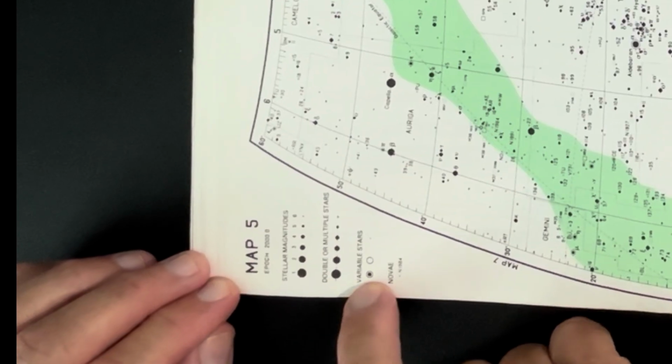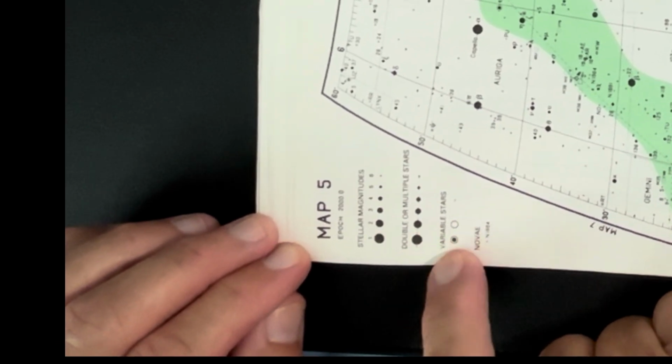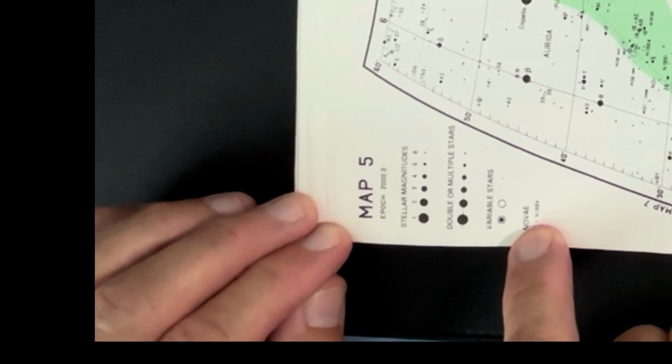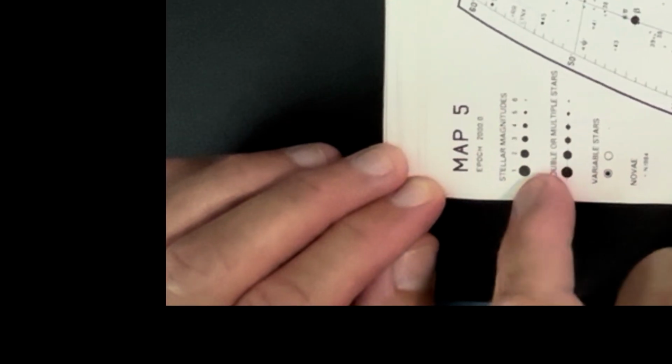A variable star is going to have a dot with a circle around it, like these two, and this is going to be a nova. It's got an N in front of it. This tells you if it's a double star, it's got a line through it, versus a regular star that is not a double, binary, or triple system.